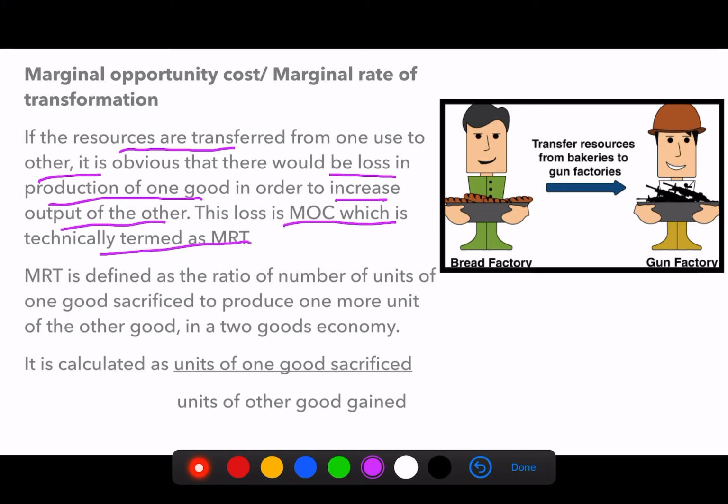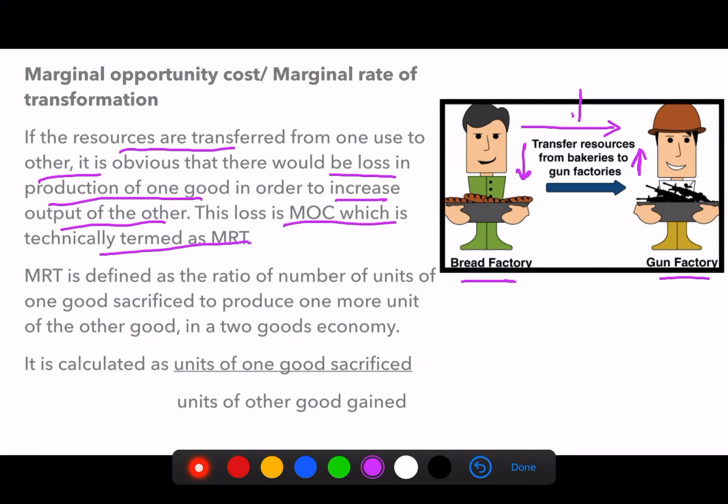It says that if resources are transferred, see, look at the picture, there is a person who is making bread. So he has a bread factory, and the other person has a gun factory. So if the resources are transferred from the bread factory to the gun factory, it is obvious that there would be a loss in the production of the bread factory, in order to increase the production of the gun factory.